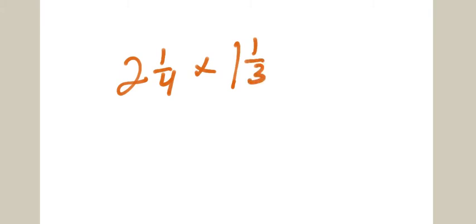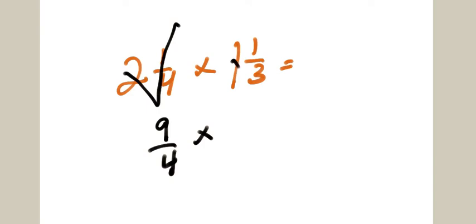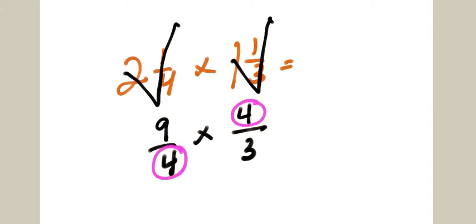What if I have two mixed numbers? What do I do then? If I have 2 1/4 times 1 1/3, again, you have to do the check mark with both of them. So 2 times 4 is 8, plus 1 is 9, and I keep my bottom number. 1 times 3 is 3, plus 1 is 4, and I keep my bottom number. And as you can see, I can simplify a little bit here. I can simplify these 4s, and I can divide them both by 4. So 4 divided by 4 is 1, and 4 divided by 4 is 1.